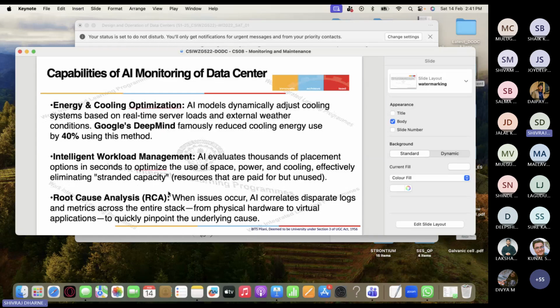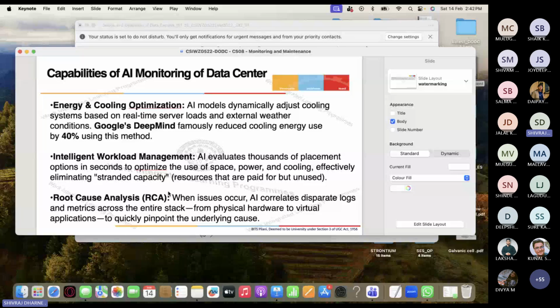So energy and cooling operation, again, it's very simple. AI will model and dynamically adjust the cooling system based on the real-time server loads or any external weather conditions. Google's DeepMind is very famous for reducing the cooling energy by 40% using this method. A lot of people are using Google's DeepMind. This is for energy and cooling optimization, right?